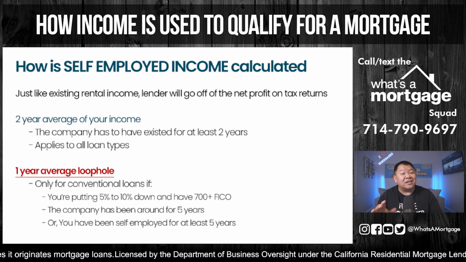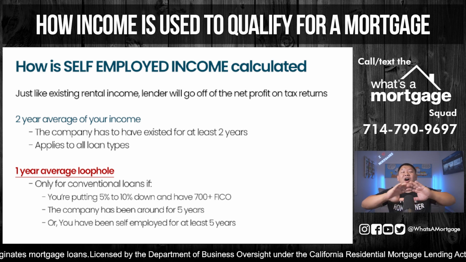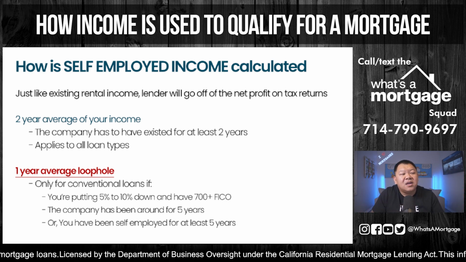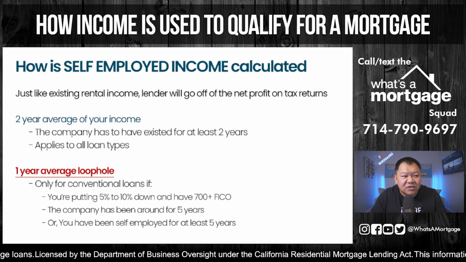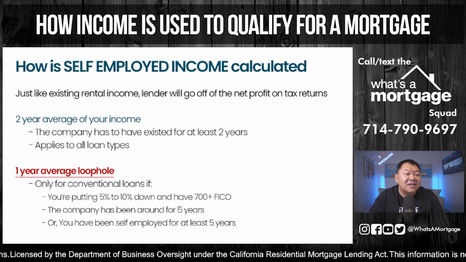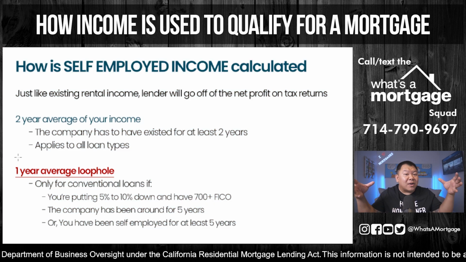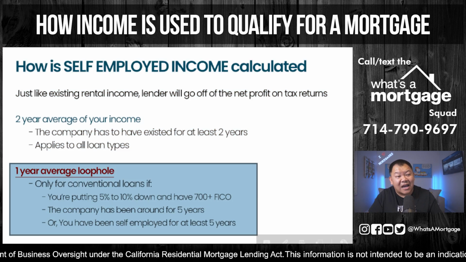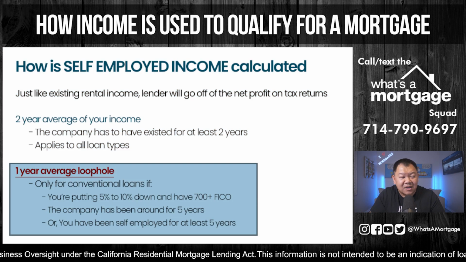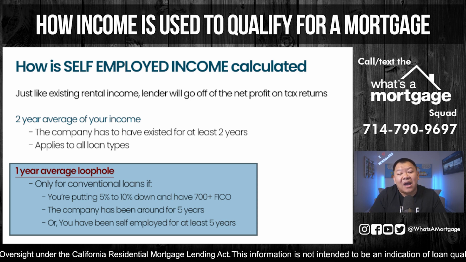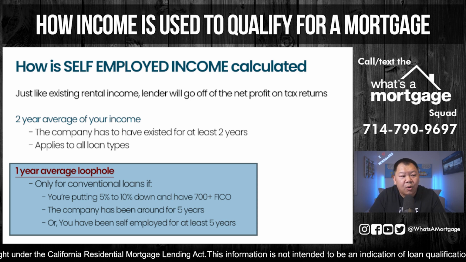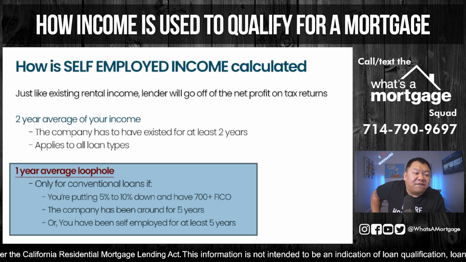If you are going with conventional, so not on government loans, not on jumbo loans, you could use 1-year tax returns. For conventional loans, if you're putting 5 to 10% down and you have above a 700 credit score. But remember, this is not a work history. This is just the way you file your tax returns. You can go 1-year tax returns, but the company has to be around for at least 5 years or more, or you have to be self-employed 5 years or longer.